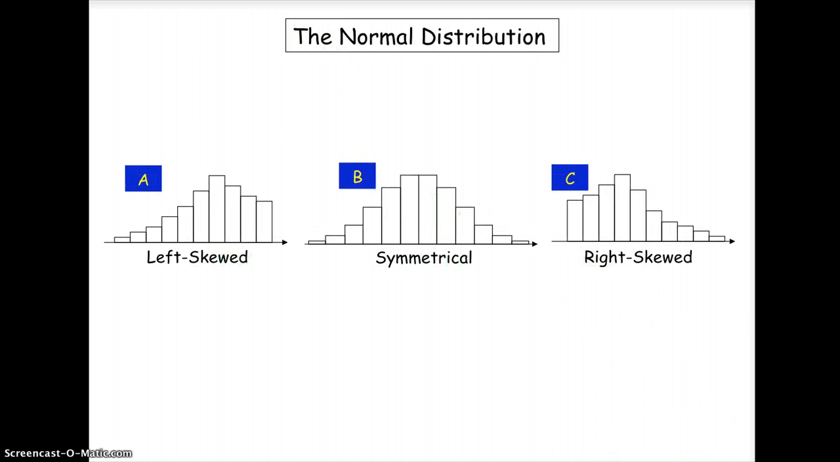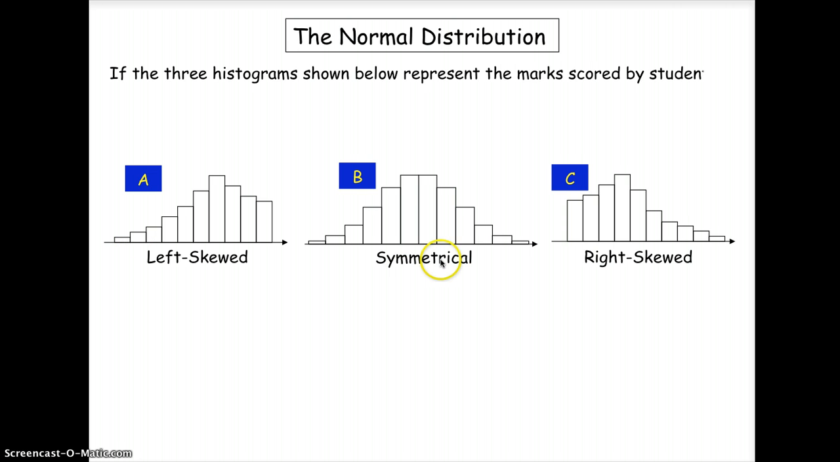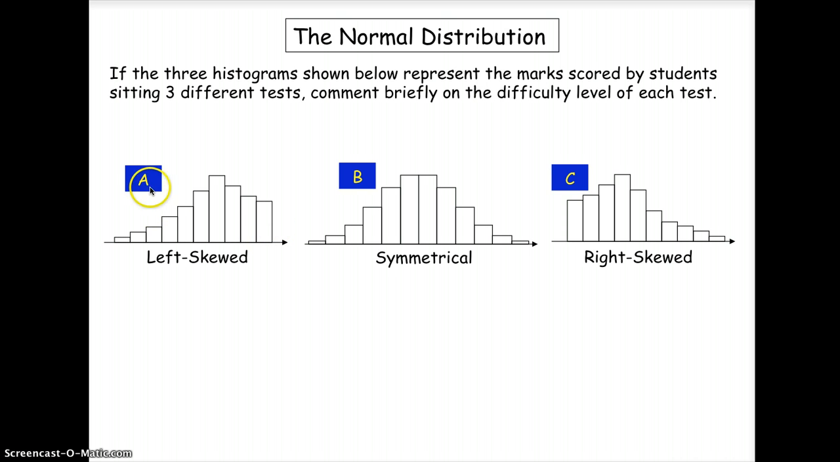Let's begin by looking at these diagrams. Data can be represented or distributed in different ways. This is how you look at how it is spread out. In this example, we're going to look at three histograms. These histograms show the marks of students in three different tests. So you have test A, test B, and test C.